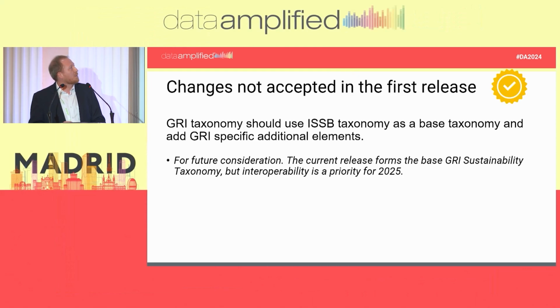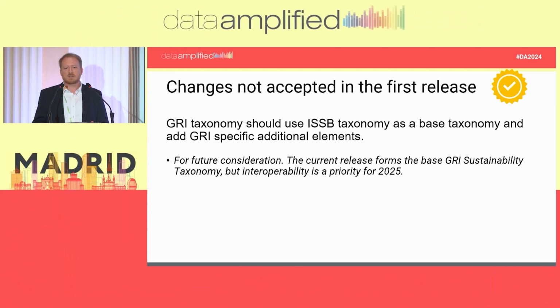I also just wanted to mention a couple of things that we're not reflecting in the first release of the taxonomy. The first point was around whether or not GRI should use the ISSB taxonomy as the basis and foundation that we then add GRI-specific elements to. This goes back to what we were saying earlier. The first release of the GRI taxonomy will be a digital version of the GRI standards themselves. So we're going to keep everything focused on GRI in the first release.